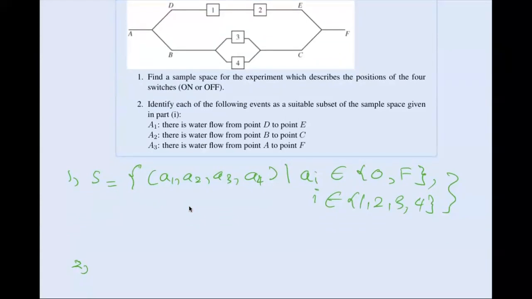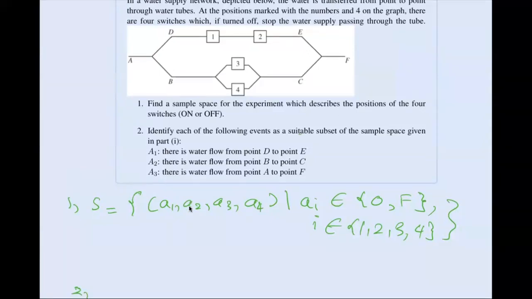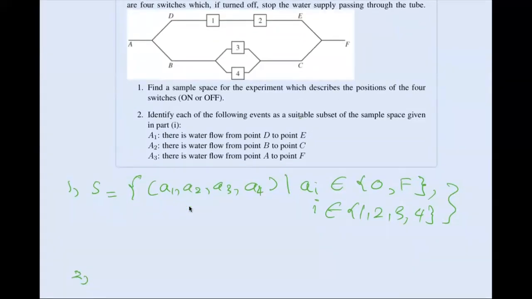Remember, when you write a sample space, make sure to use the curly brackets to indicate that a sample space is a set. That is very important. The next one, we want to identify each of the following events as a subset of the sample space. The first one is A1, where we have water flow from point D to point E.